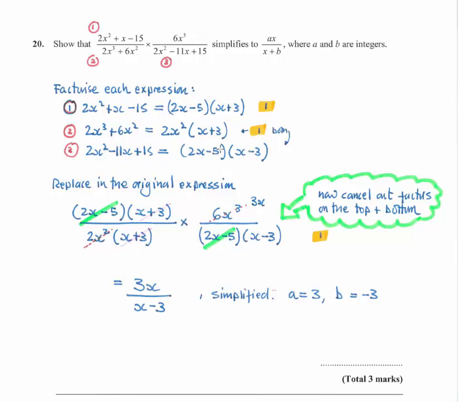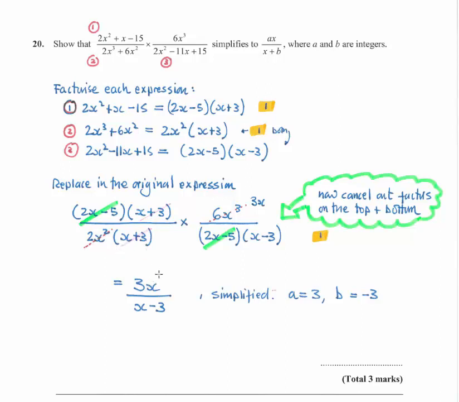Then put this back into here. So instead of writing that, you write that. Instead of writing this, you write that. Instead of writing this, you write that. And then you can cancel out top and bottom expressions that are the same. So we've got a 2x minus 5 here that will cancel that 2x minus 5. We've got a 2x squared that will divide into that 3x times. 2 goes into 6 3 times. x cubed divided by x squared goes in x times. That x plus 3 and that x plus 3 there will cancel.